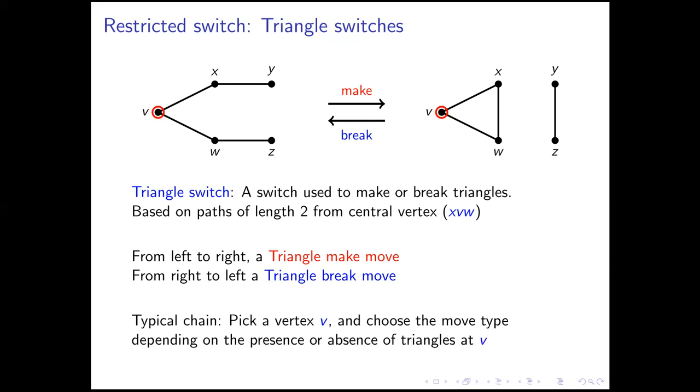A typical chain based on this, I mean, there are many possible chains you can dream up, but a typical chain picks a vertex V, and chooses the move type depending on the presence or absence of triangles at V.